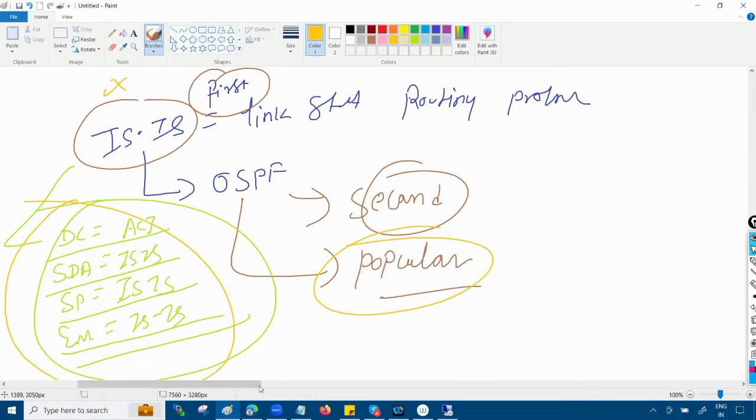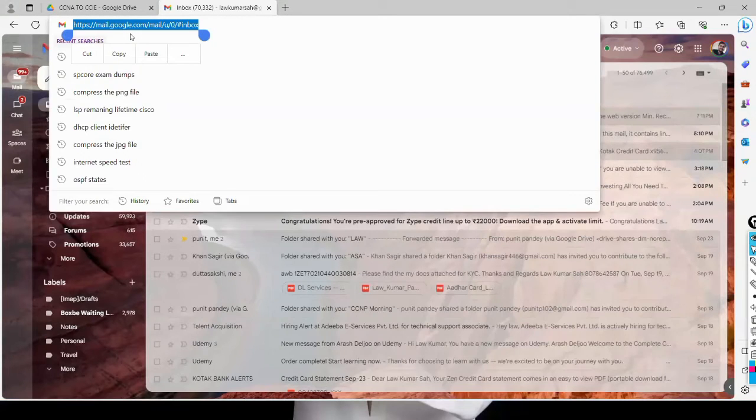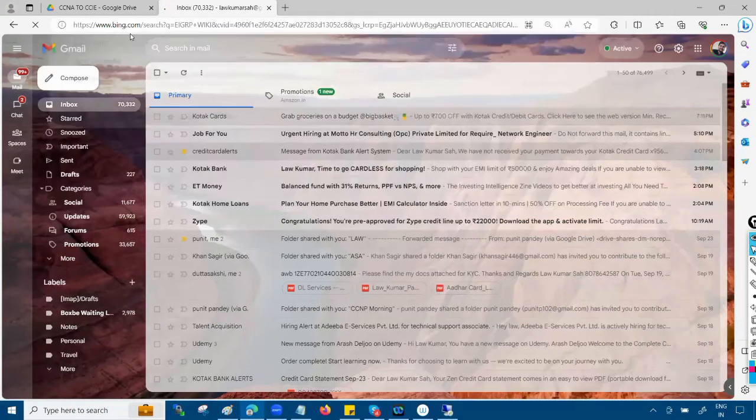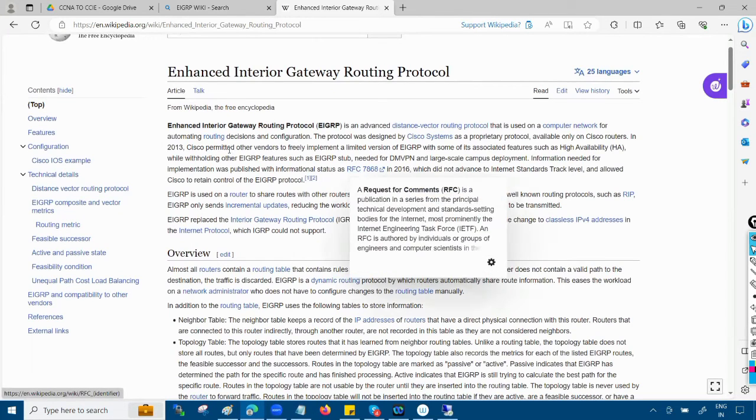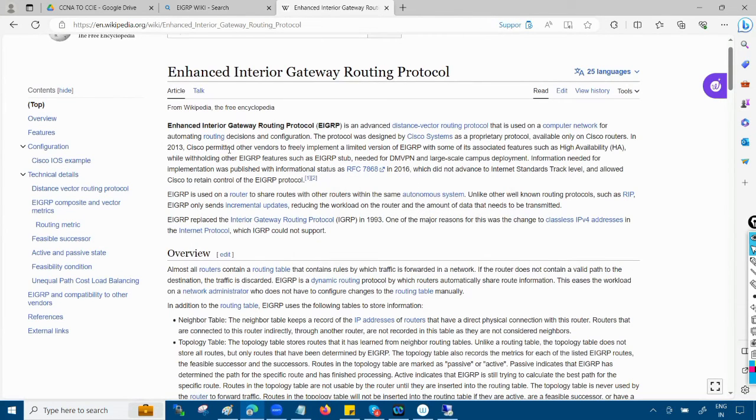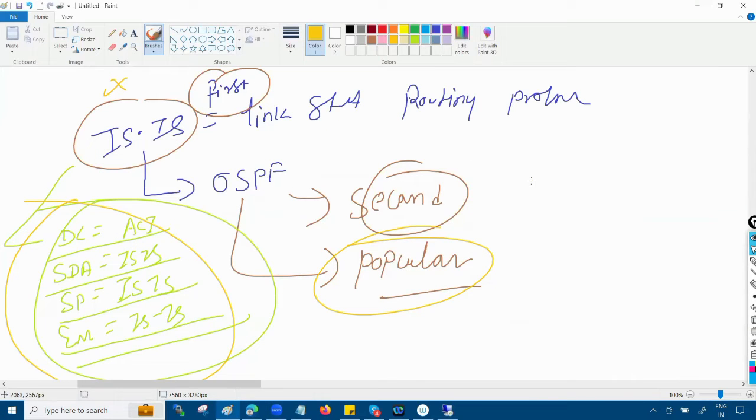If you check Wikipedia, let me show you that. I think in 2013 they proposed it and in 2016 they launched the RFC. So in 2013 they made the proposal, and in 2016 they launched the RFC. But this protocol came in the 90s, and it was an amazing protocol. But the problem with it being Cisco proprietary is that it did not become popular.